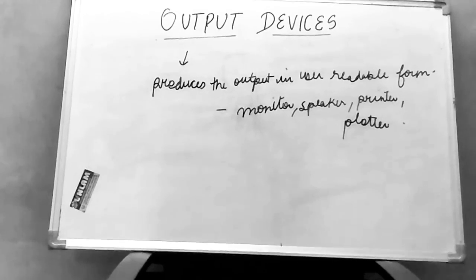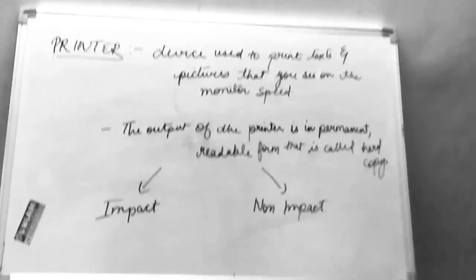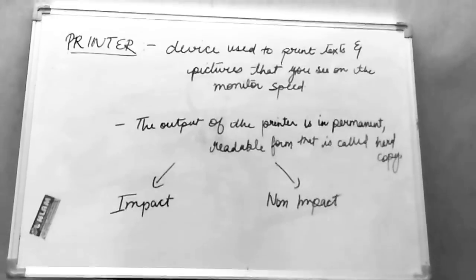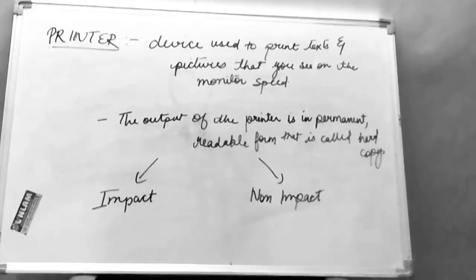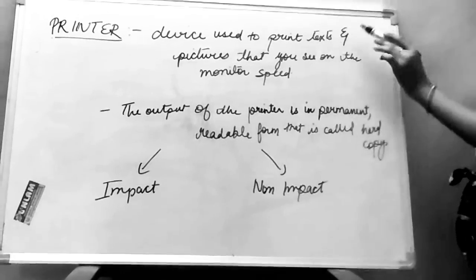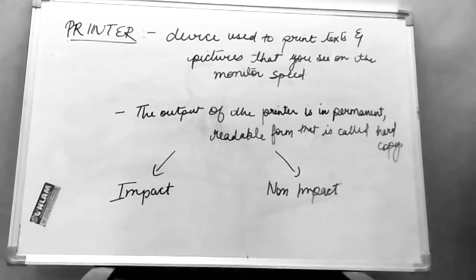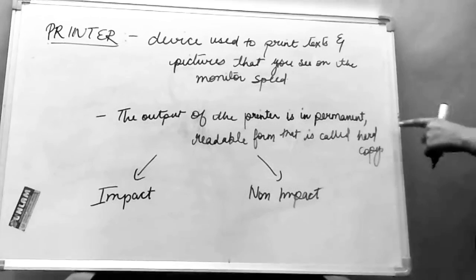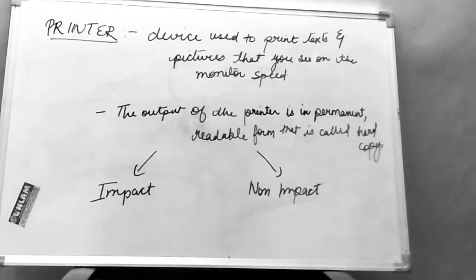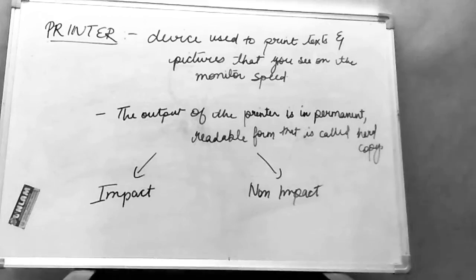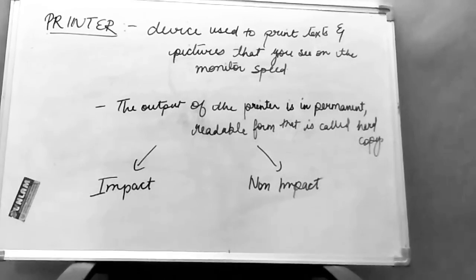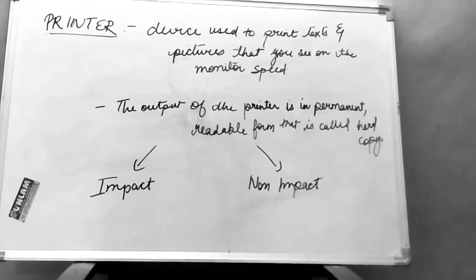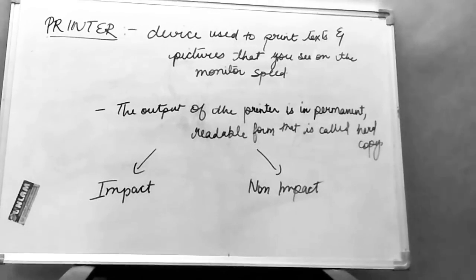So our first output device is printer. What is a printer? We have printers available in our homes. It is the device used to print texts and pictures that you see on the monitor screen. The output of the printer is in permanent readable form. It means that we can read it. It is permanent, it can't be erased. It is in paper form, and that readable permanent paper form is called hard copy.